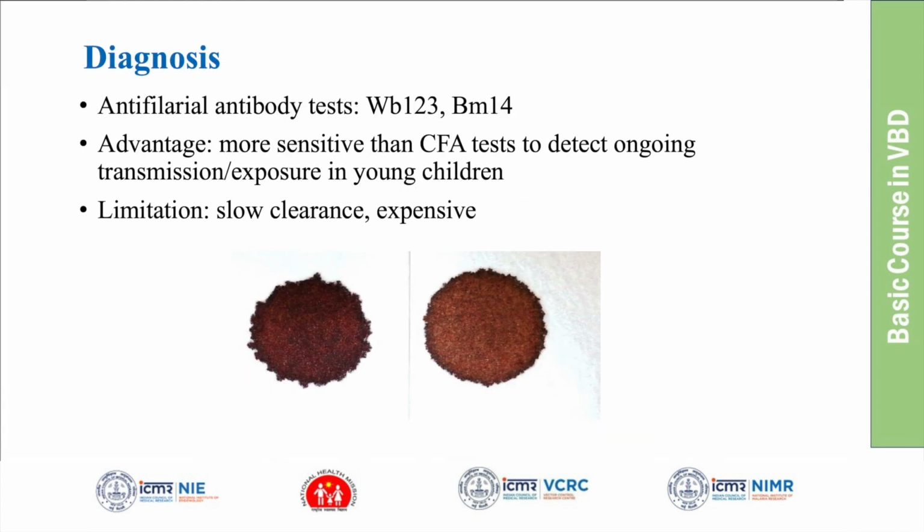The other thing is based on antibody. We have ELISA tests for antibodies against specific filarial antigens, which are WB123 and BM14. One good thing about these antibody tests is that they are more sensitive when compared to the antigen-based test, basically to detect ongoing transmission or exposure in young children. However, this again has the same limitation, that is slow clearance. In spite of giving treatment, the person can still remain positive for antibody. And also, the antibody-based tests are quite expensive.